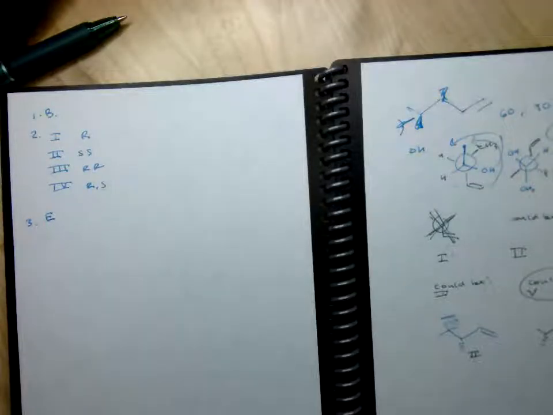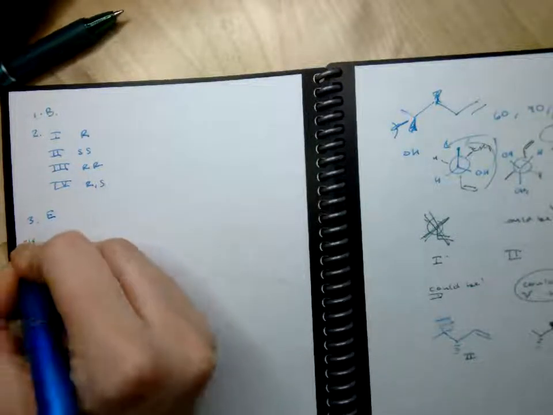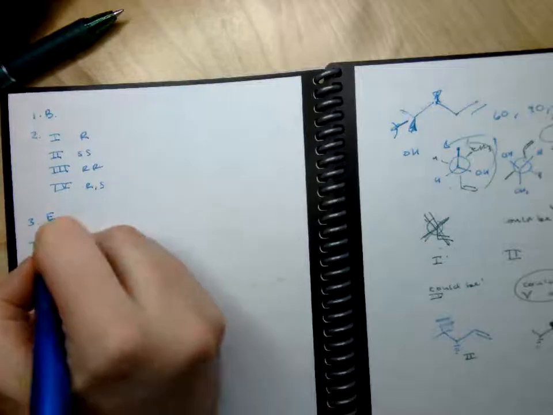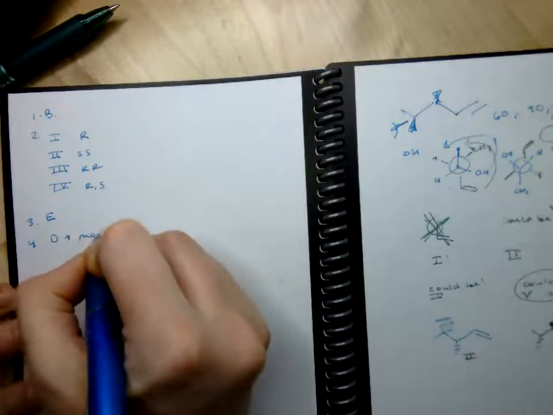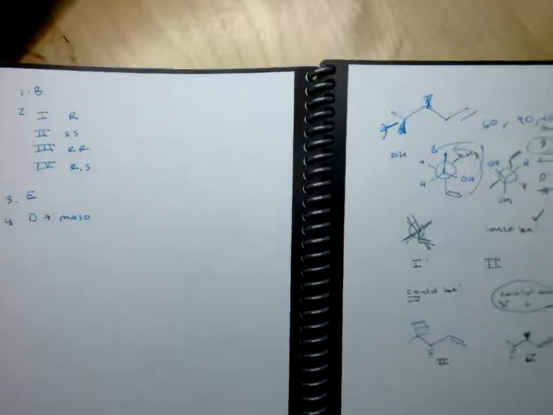And then, which of the following are achiral? For 4, the answer was D is achiral because it was the meso compound. So even though it had 2 chiral centers, it was achiral.